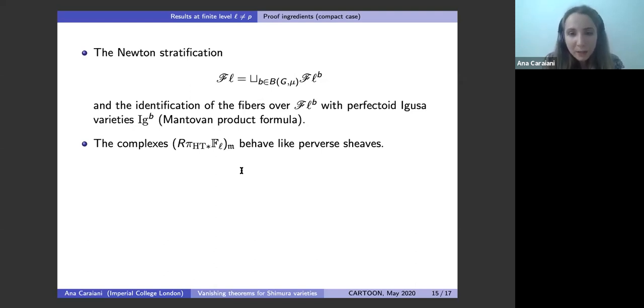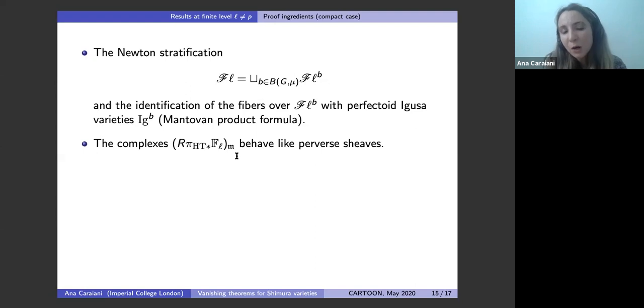And the heuristic is that I mentioned that in some sense you can sometimes describe an integral version of the Hodge-Tate period map. This integral version is basically a profinite morphism that will preserve perversity. So that's the heuristic for why this might behave like a perverse sheaf.